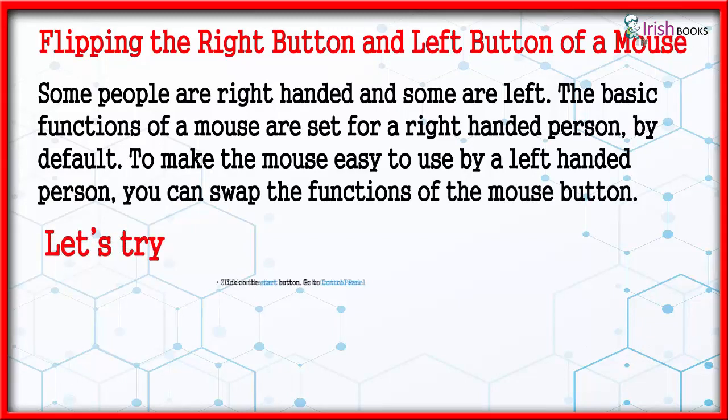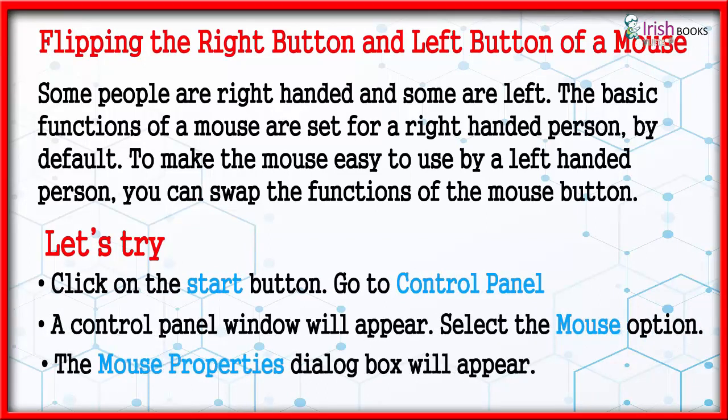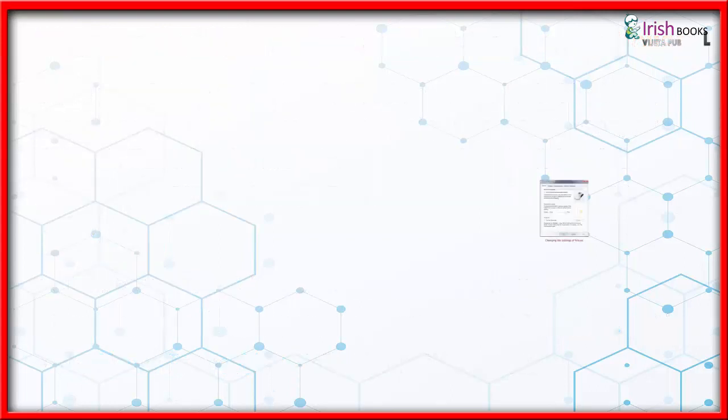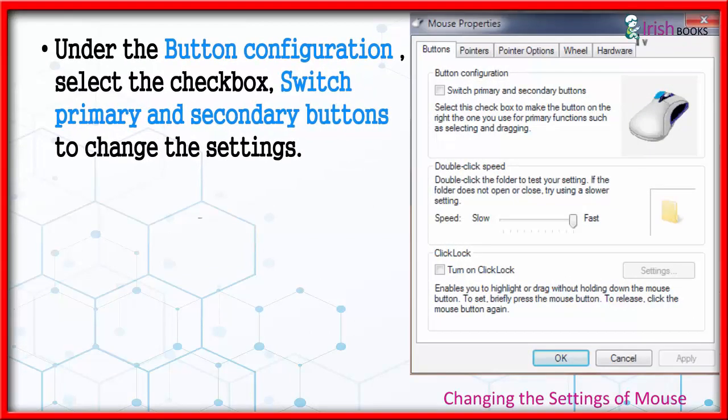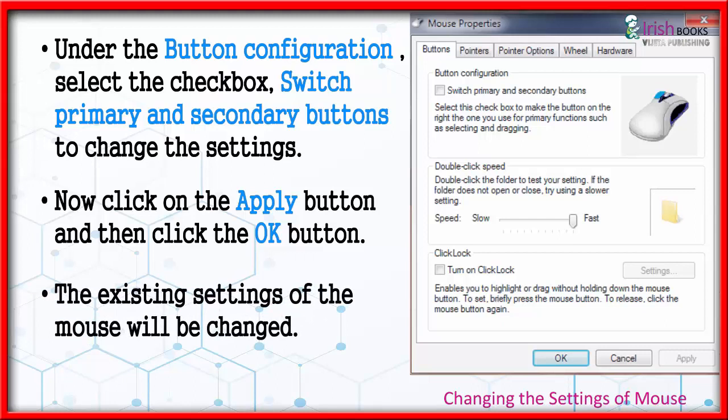Let's try. Click on the Start button. Go to Control Panel. A Control Panel window will appear. Select the Mouse option. The Mouse Properties dialog box will appear. Under the button configuration, select the checkbox. Switch primary and secondary buttons to change the settings. Now, click on the Apply button and then click the OK button. The existing settings of the mouse will be changed.